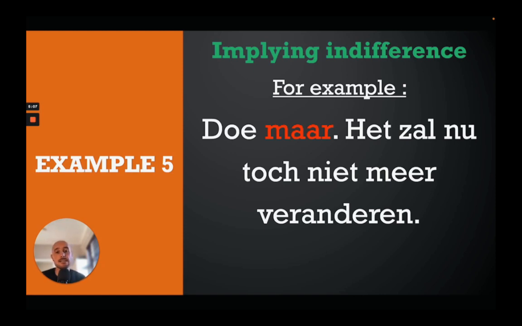So that's basically doe maar, and in this case it means indifference. You don't really care what the person is doing, you don't really care what the person is saying. If you want to say, just say whatever, then you can say zeg maar. So in this case it implies indifference. All right, this one is a little bit more difficult to spot. Most of the time you will be able to check the implication of the indifference in the following sentence. All right, so doe maar, just go ahead, I don't really care, implying indifference.